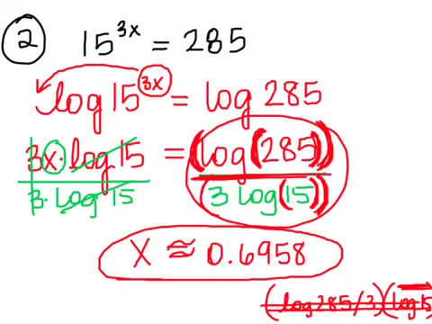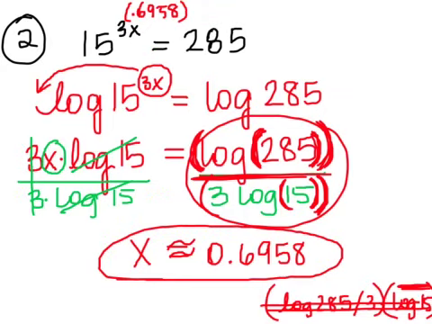Now you could always check it by going all the way back up to the beginning, put in 0.958, which is an approximation. It's not going to come out exact. Put that next to the 3 in your exponent, 15 to that power. And then you won't get exactly 285 because we did round this number. So you'll get approximately 285, but if it's really close to 285, you should know that that was probably the right answer.